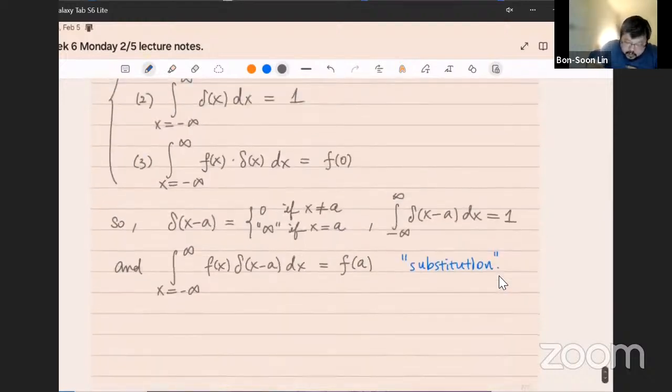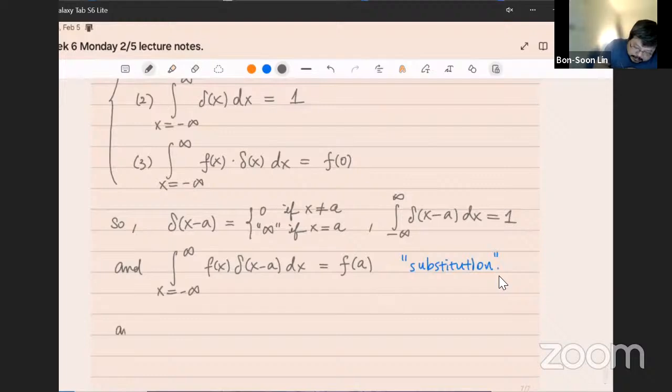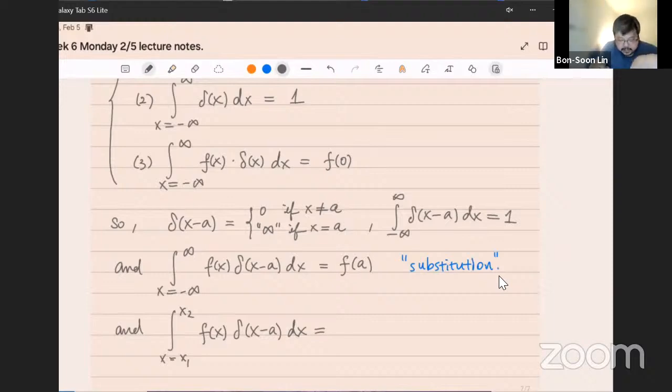Now we can be even more specific. Let's say we integrate from x1 to x2, okay? And we integrate this function f of x against delta of x minus a dx. Now what is going to happen? Well, this delta function is going to help us pick out the value at x equals a when you integrate it like this. But if our interval from x1 to x2 does not contain a, then it's just going to be 0. But if it does contain a, then it will just be the substitution.